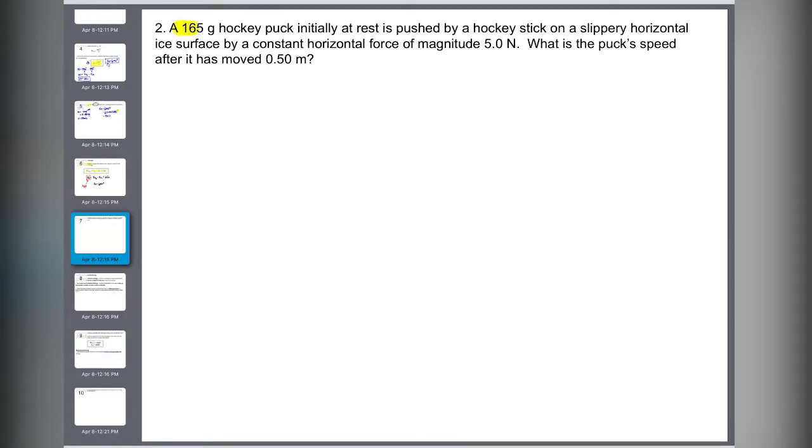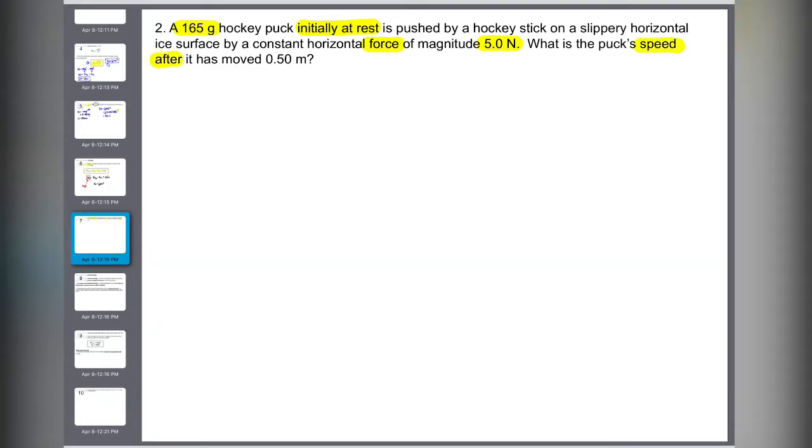A 165 grams hockey puck initially at rest is pushed by a hockey stick on a slippery horizontal ice surface by a constant horizontal force of magnitude 5.0 newtons.